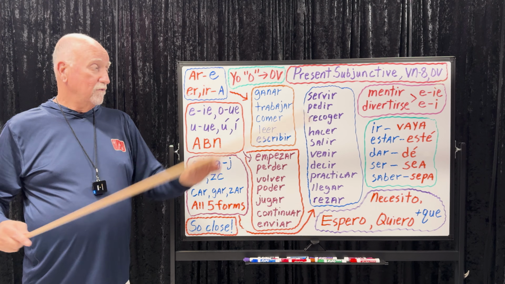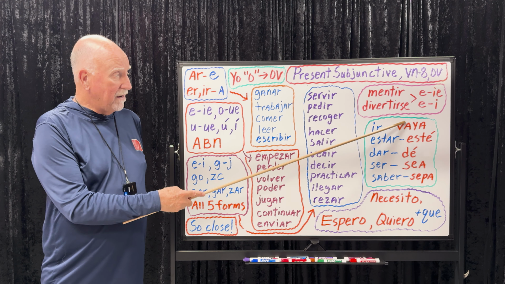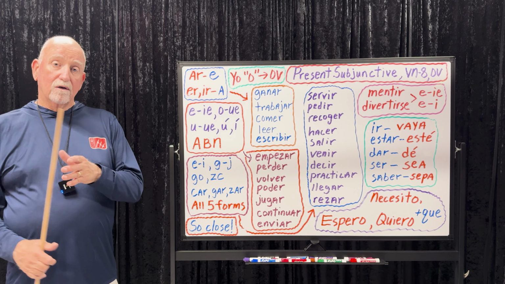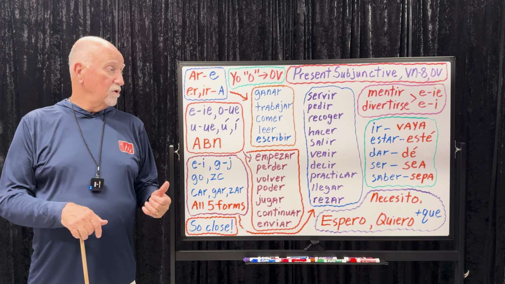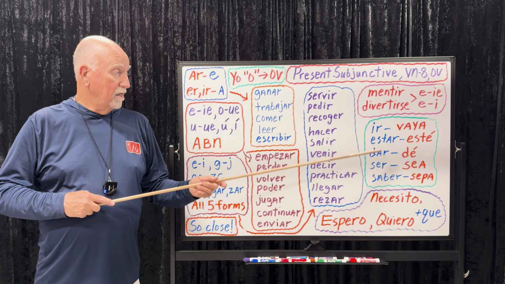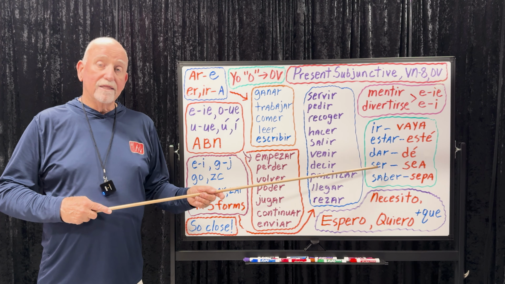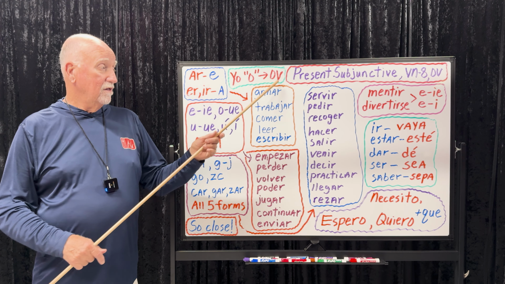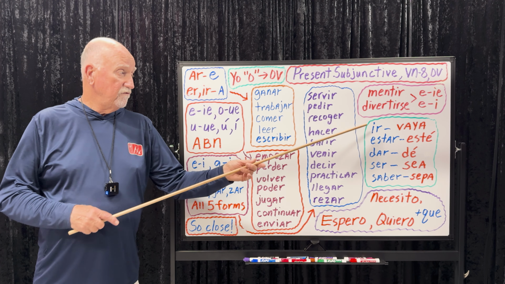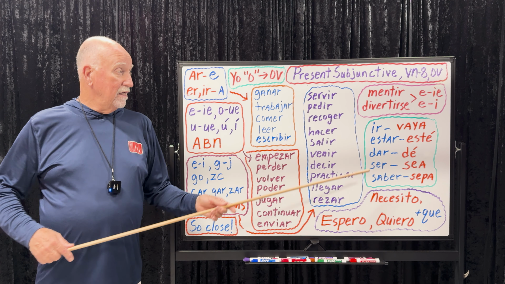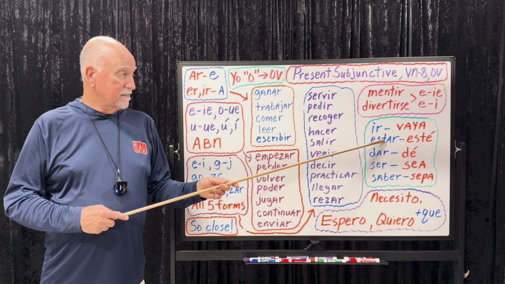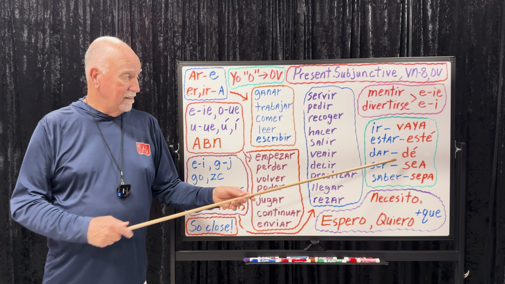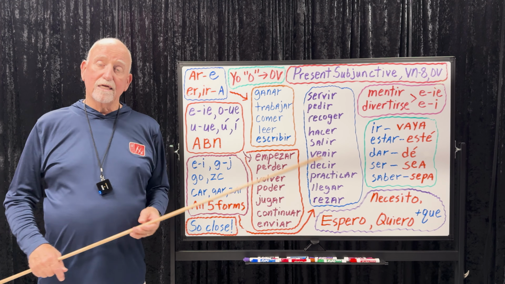Well, hold on. We got to get our irregulars. What about vaya, esté, dé, sea, and sepa? Why are they irregular? Go back to the present tense. Estoy, voy, doy, soy, and sé. They do not end in O. So you can't have an O and change it to opposite vowel. It doesn't work. But those are the only 5 verbs you have to be concerned with, all right? So ir is vaya, estar is esté, dar is dé, ser is sea, and saber is sepa.